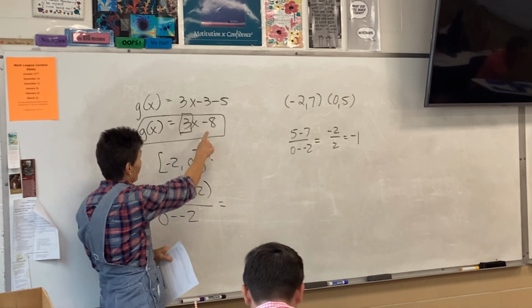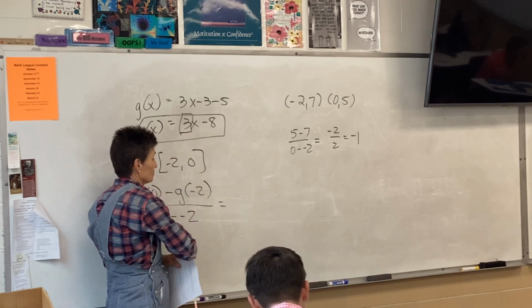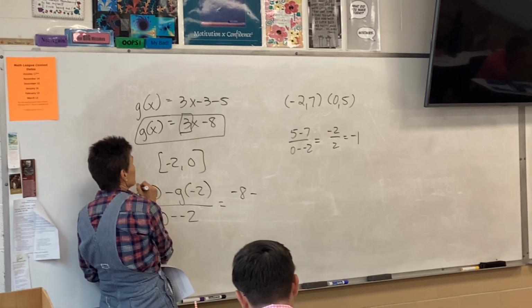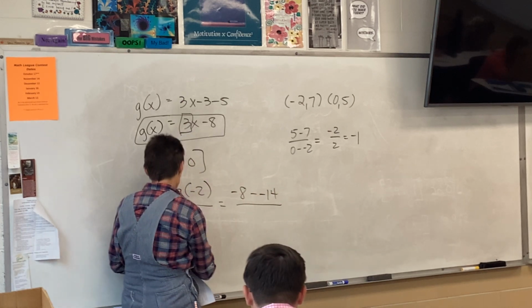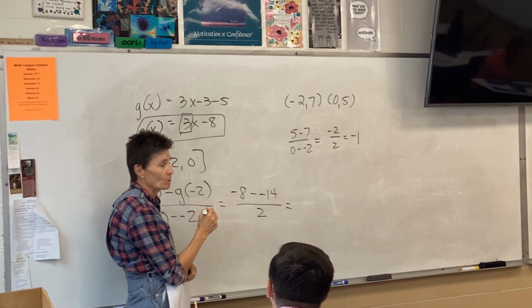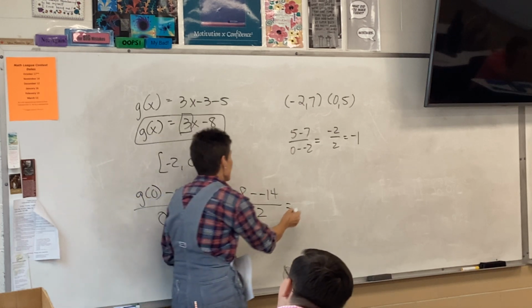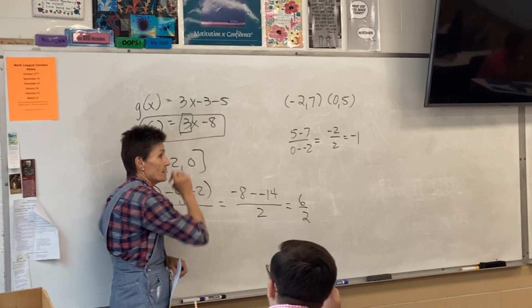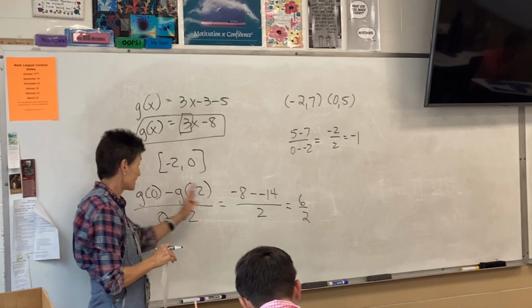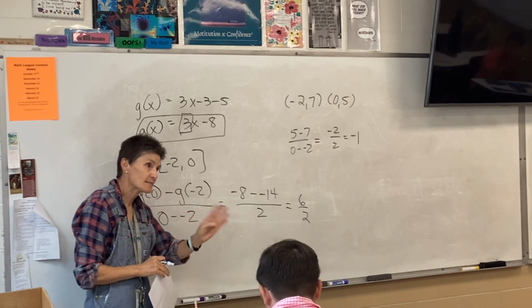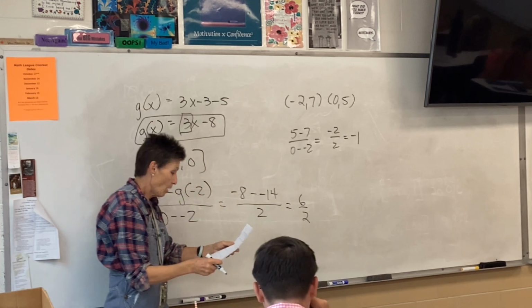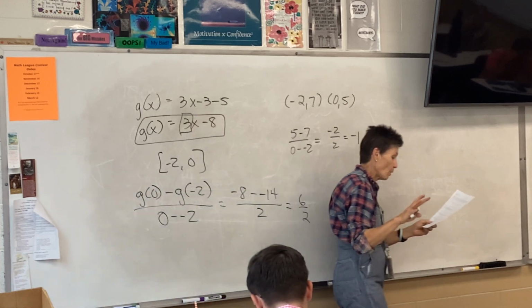What's g of 0? -8. What's g of -2? -14 over 2. So what's -8 minus -14? 6. And 6 over 2 is 3. So if you worked all this out, it would still be correct. This is the work that you would do, but that's not necessary because the function is linear. Right? Linear.